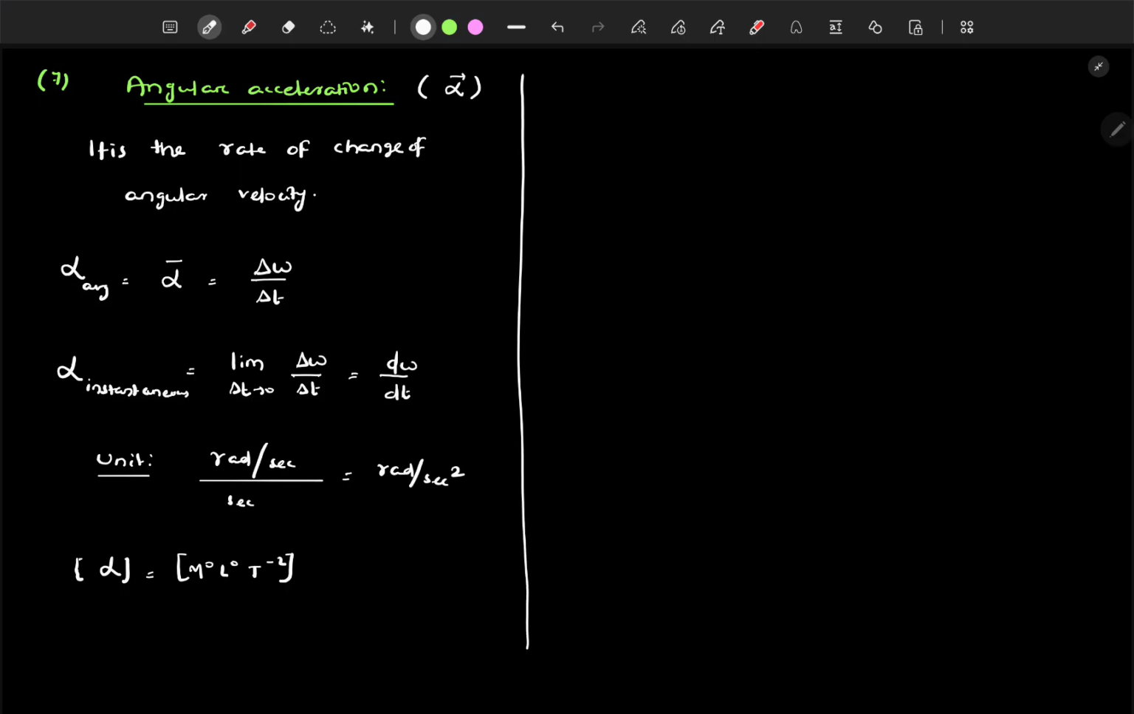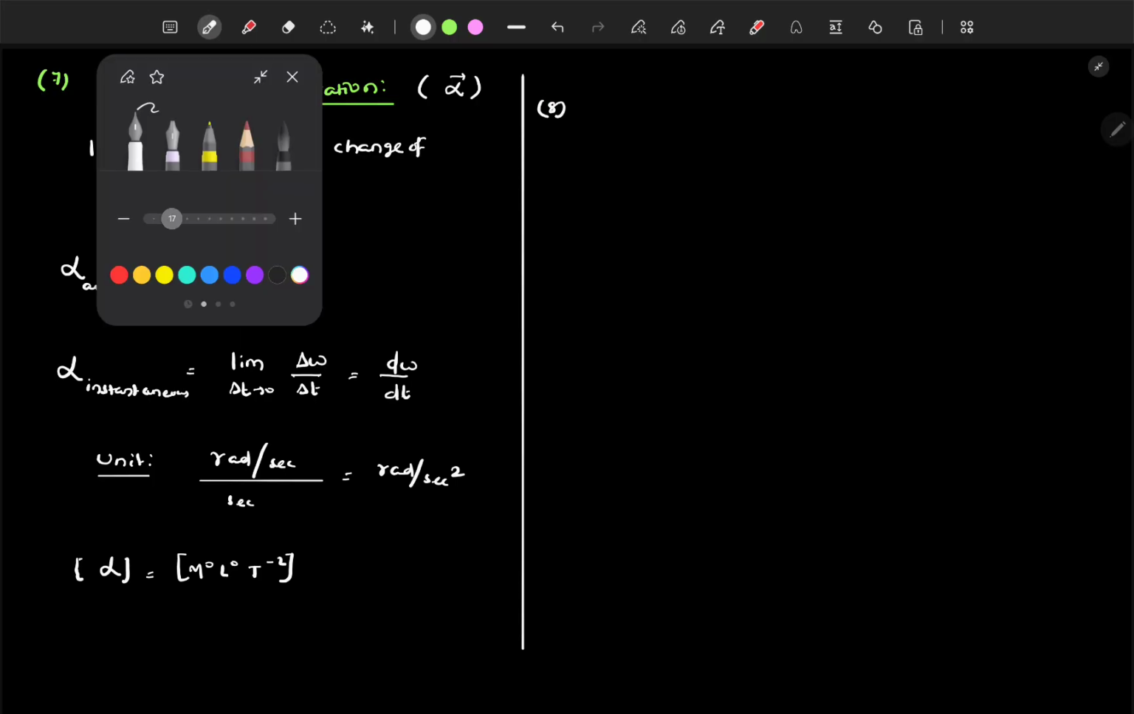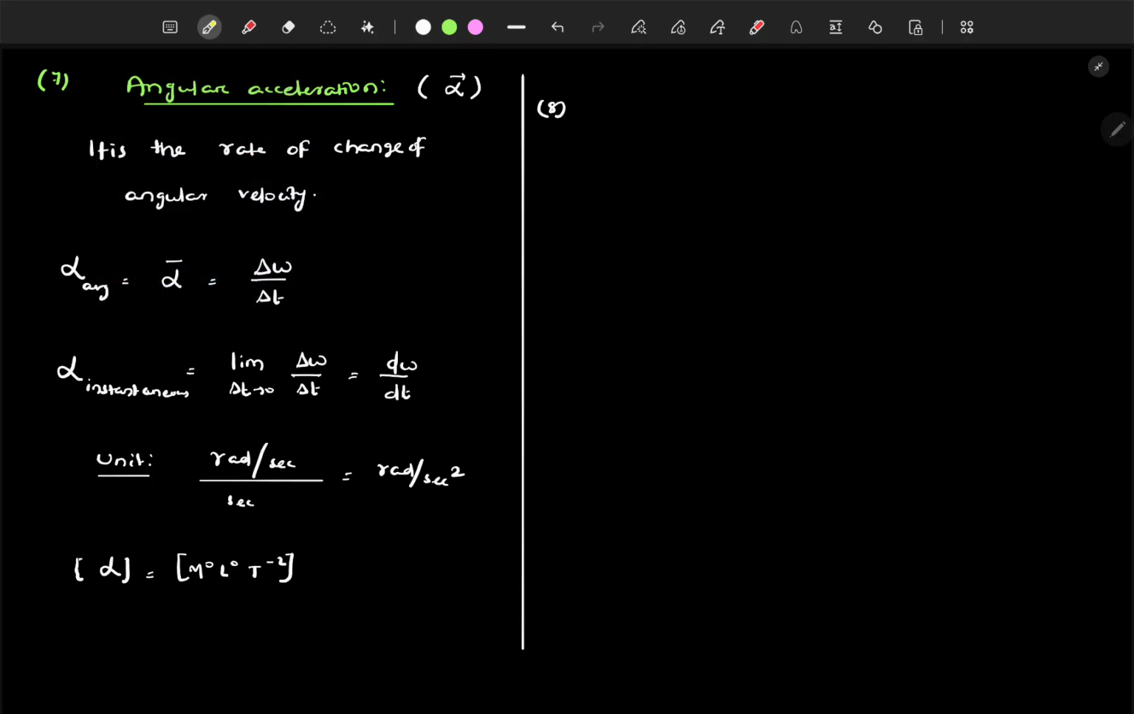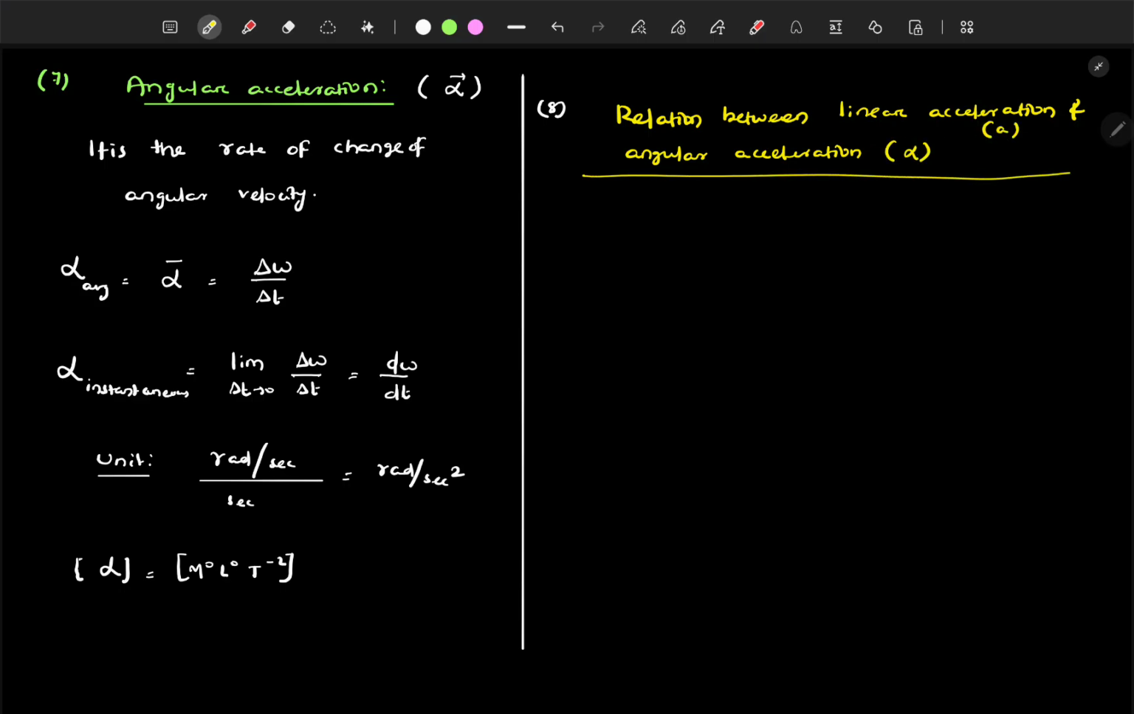So in the right side part, now in point number 8, let's discuss the relation between linear acceleration and angular acceleration. Linear acceleration is A, angular acceleration is alpha. In a very short form, we can derive the relation.